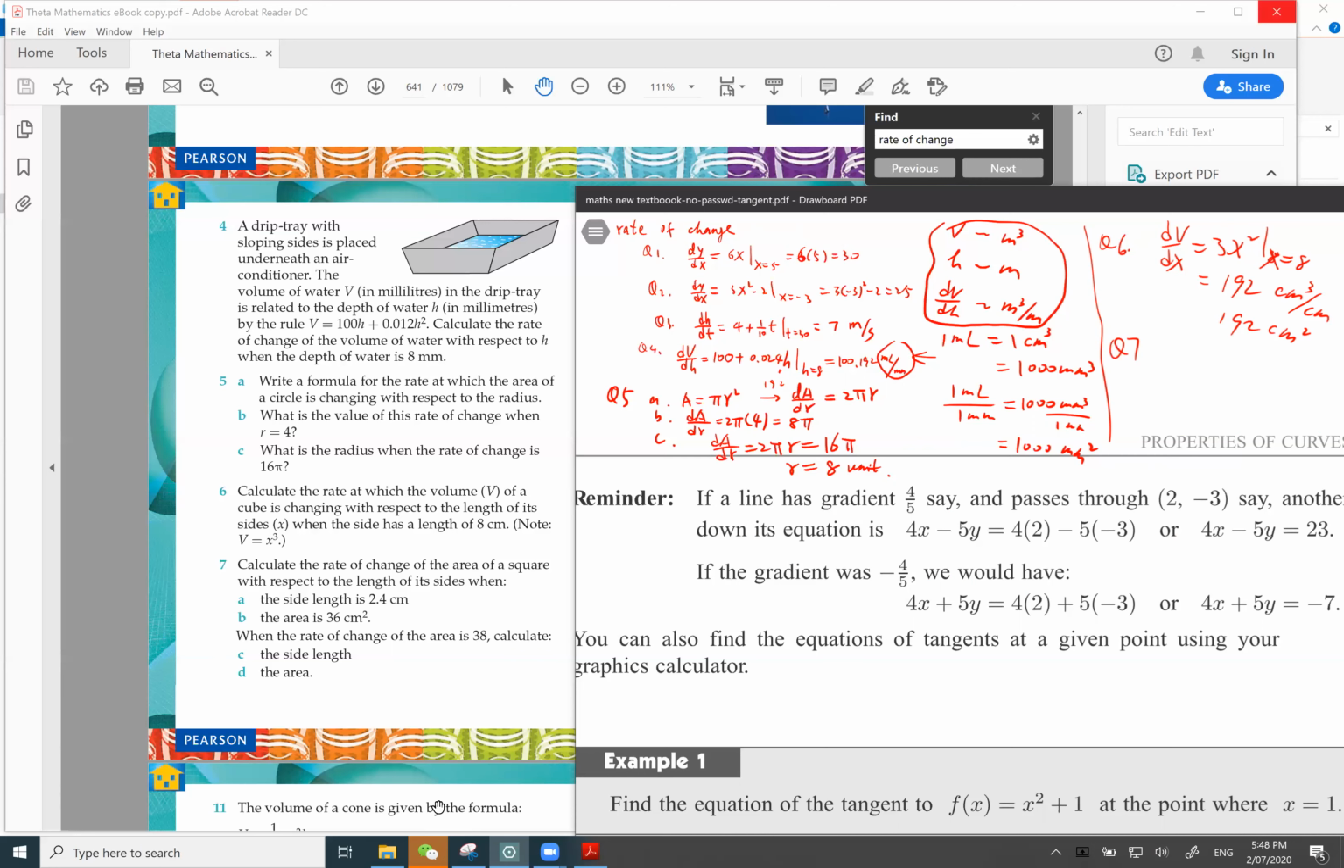Question 7. Area of a square. A equals x squared. So dA/dx equals 2x. So A, 2.5. So 4.8. It's cm squared over cm, so just cm. B. That means x equals 6.